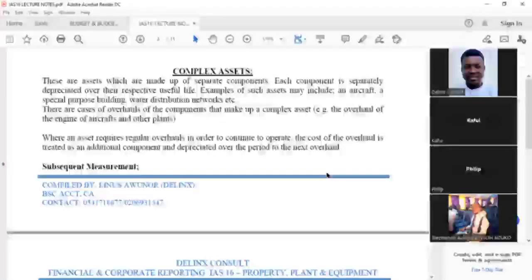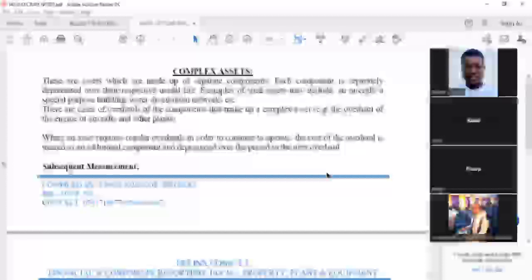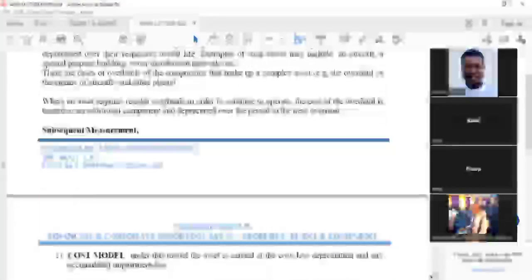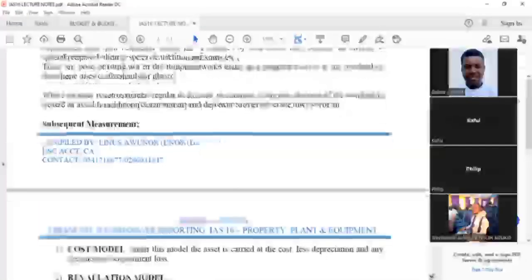So any asset with a complex component is what we call a complex asset. An example is the plane, the aeroplane. You see that the seat is a different thing with a different useful life. The engine, the body itself, and those things will be treated as a complex asset. So an asset with different components which have different useful lives is what you call a complex asset. Are we okay? My problem today is the revaluation model, not anything else.